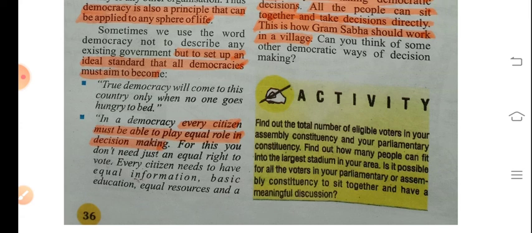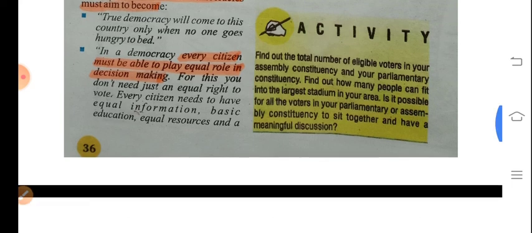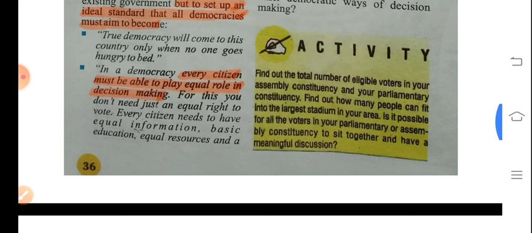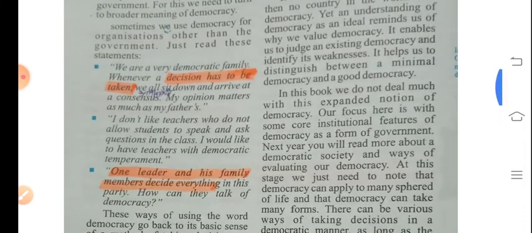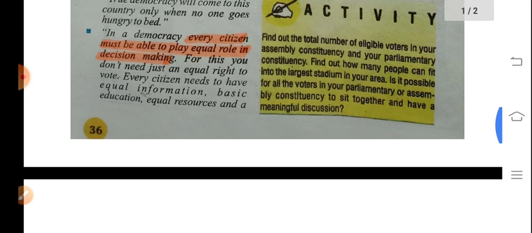So in a democracy, every citizen must be able to play an equal role in decision making. For this, you don't need just an equal right to vote. Every citizen needs to have equal information, basic education, equal resources, and a lot of commitment. So this is the value of democracy, where the citizen must be able to play an equal role in decision making.